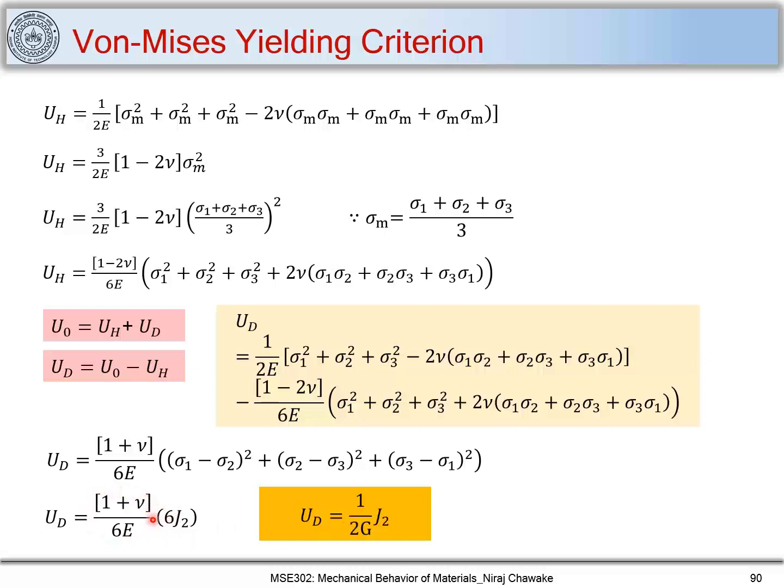And this term I can replace with the shear modulus, using the relation that we know, G is equal to E upon 2 into 1 plus mu. So the distortion energy I can write in terms of the second invariant of our deviatoric stress tensor and the shear modulus as ud is equal to 1 upon 2G into J2. And this is an important relation between J2, the second invariant of our deviatoric stress tensor, and the distortion energy. Now let's move on.